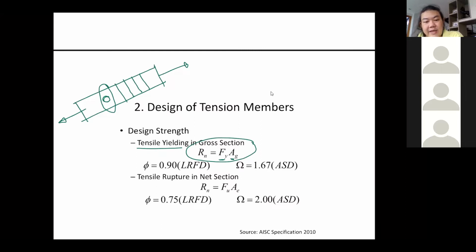And please keep in mind that what you now have here is the nominal strength.